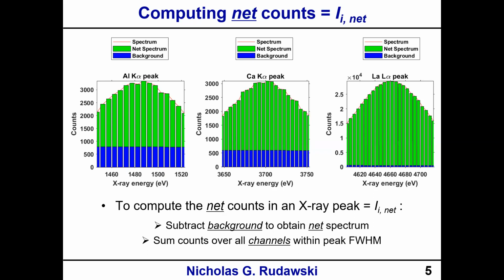Okay, so within the EDS spectrum, you have individual channels, which depend on what's called dispersion. It might be 5 or 10 electron volts, depending on how your detector is set up. But basically, each one of those channels has a number of counts, and you're summing up the counts in each channel within the peak full width half max. Again, the net spectrum. This is how we get net counts.